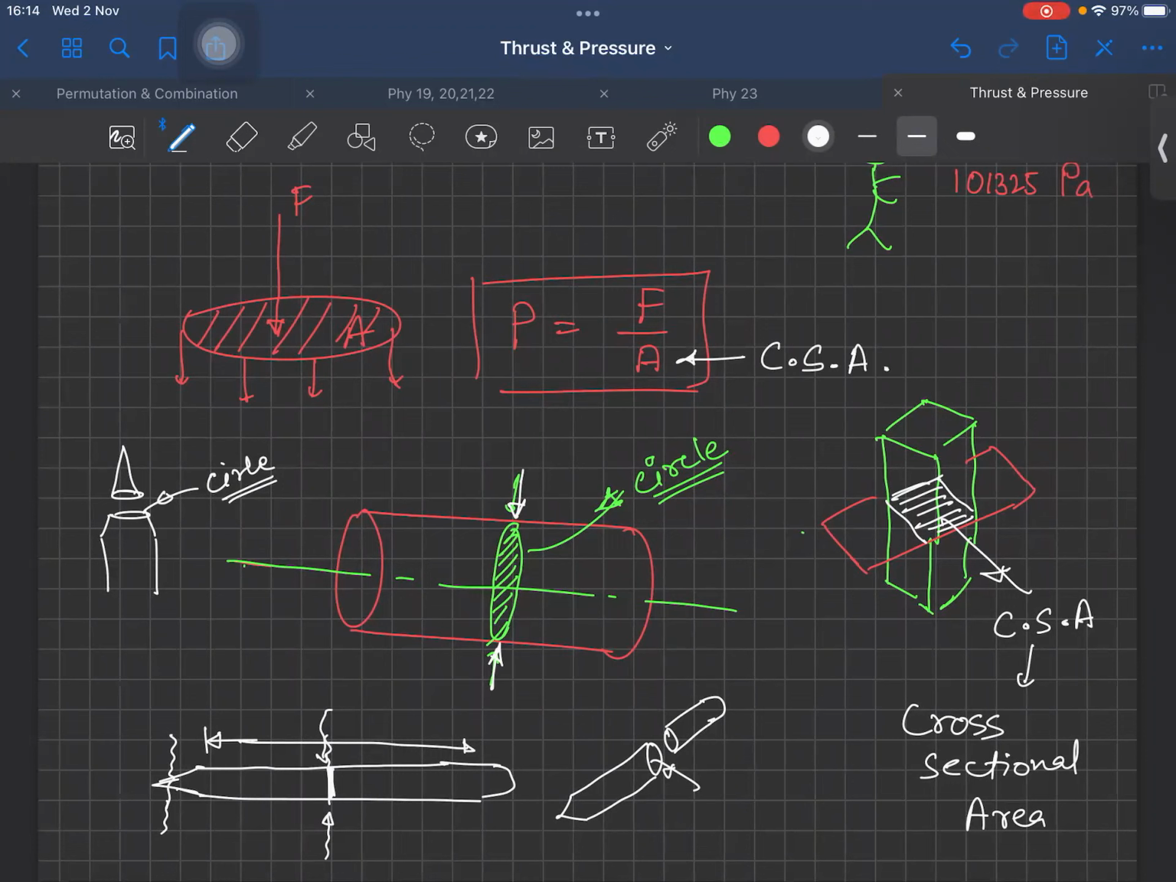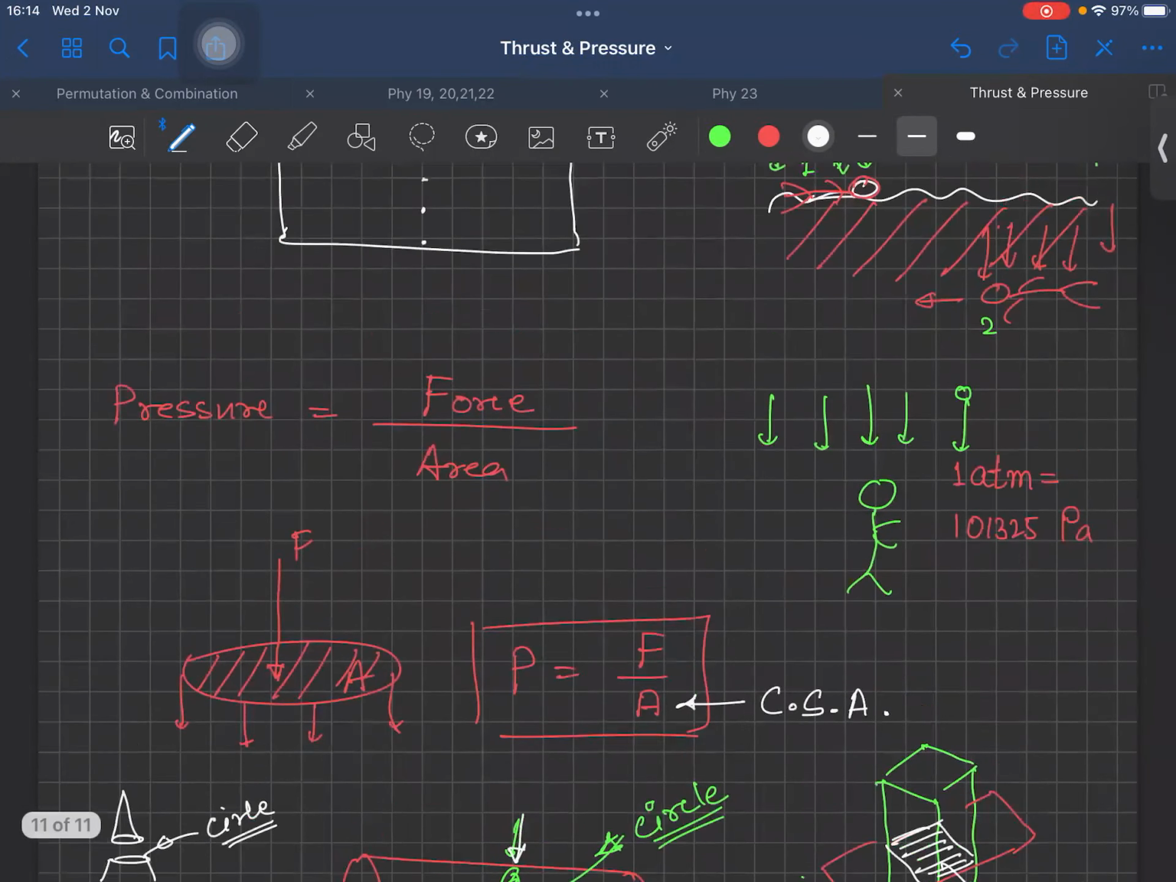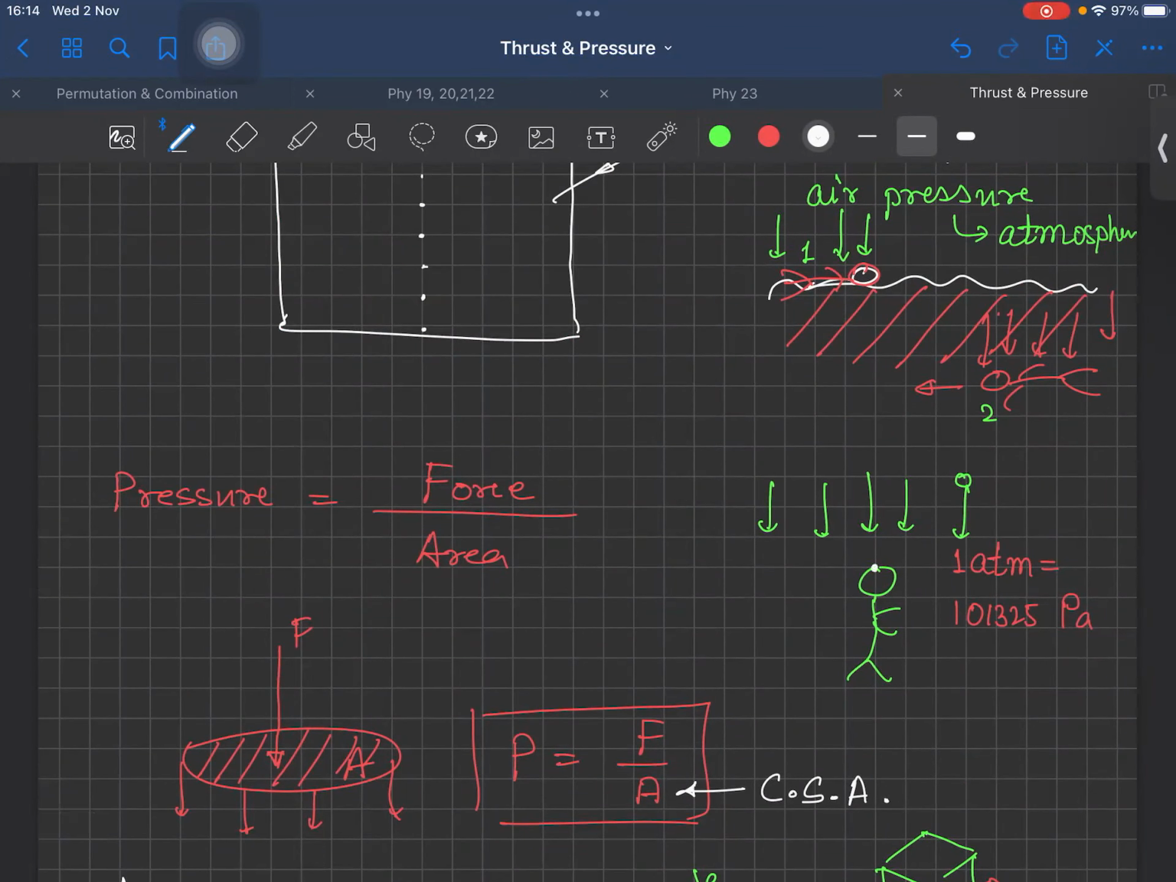The force applied per unit cross sectional area is called pressure. And pressure acts in all directions. Suppose at a point on your head, in what direction is pressure acting? Pressure is acting from all directions, wherever it is possible. If you take one particle, let's say an air molecule, pressure acts on this molecule in all directions. This is how pressure acts.